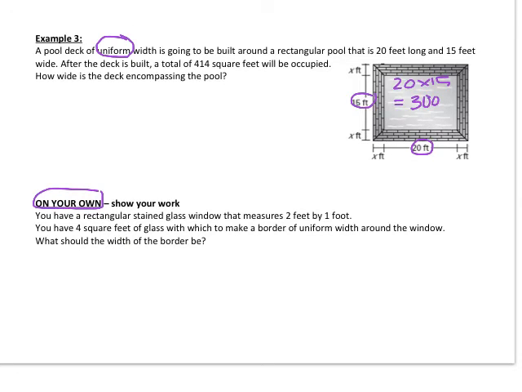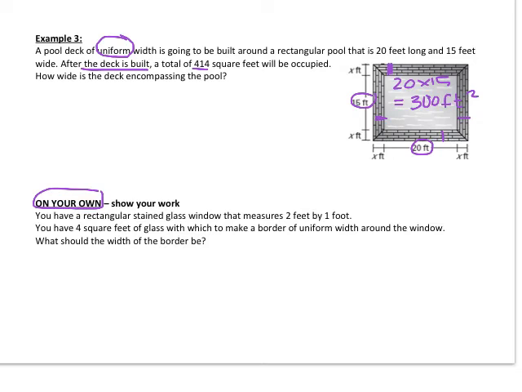And so that is going to be 300 square feet, the pool itself. And it says after the deck is built, a total of 414 square feet will be occupied. So how wide is the deck encompassing the pool? Well, how wide means how far from the pool edge to the edge of the deck. So we're looking for this width here, and that's going to be uniform around the entire pool. So the ends aren't going to have a different width of decking.